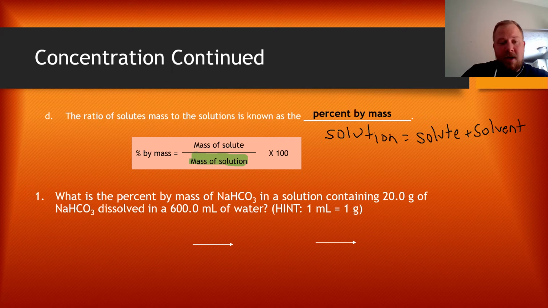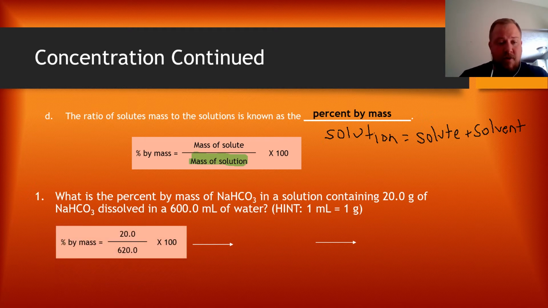Okay, taking a look at this problem, it says what is the percent by mass of NaHCO3 in a solution containing 20 grams of NaHCO3 dissolved in 600 milliliters of water. Your NaHCO3 is the solute. The solvent is the water. The first thing we're going to do is set this equation up. You can see that I have 20 grams. I got that from the problem. That's my solute. And I'm going to divide it by 620.